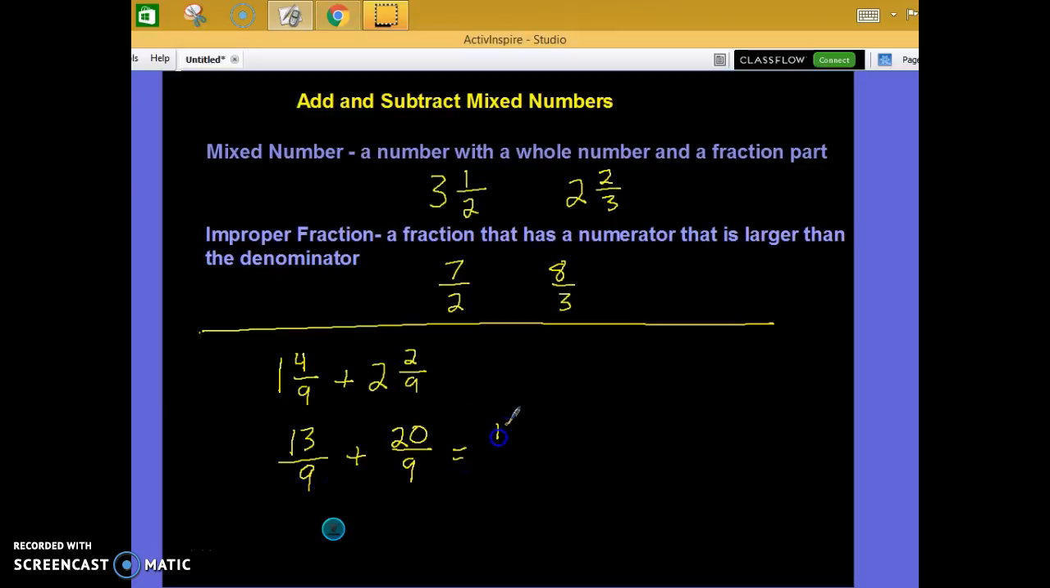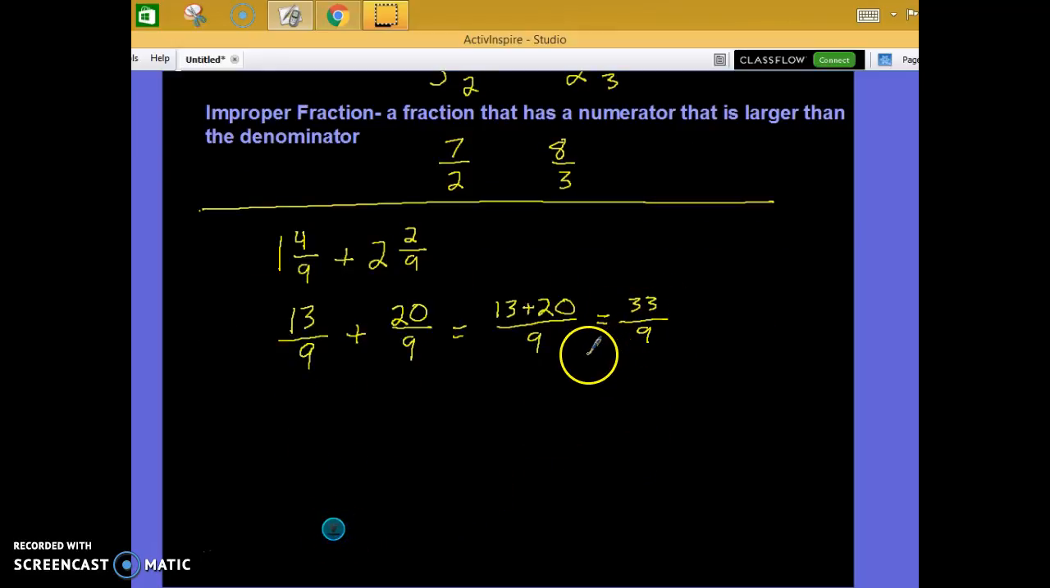So this becomes 13 plus 20 over 9. 13 plus 20 is 33. This is 33/9. Now we're not going to leave our answer as an improper fraction. We want to write it as a mixed number and in simplest form. So although this is correct, I need to find out how many wholes I can pull out of this. How many times does 9 go into 33 all the way?